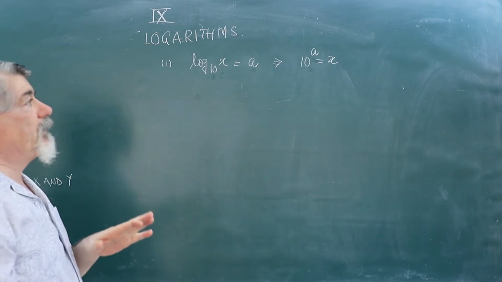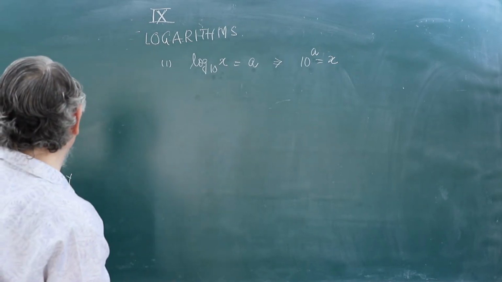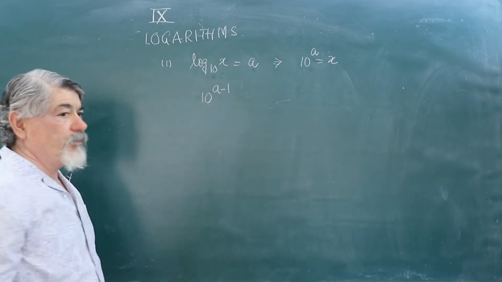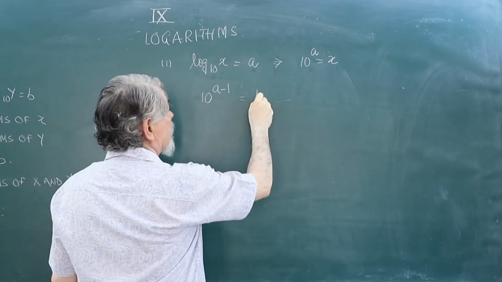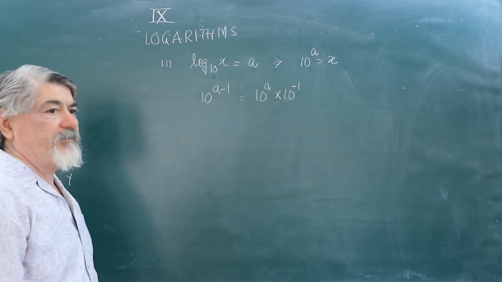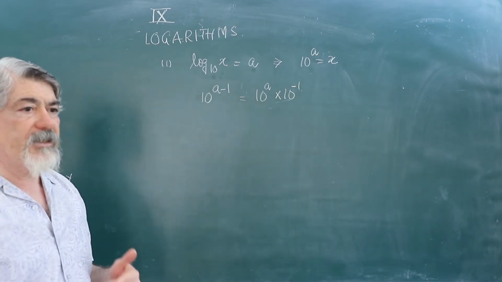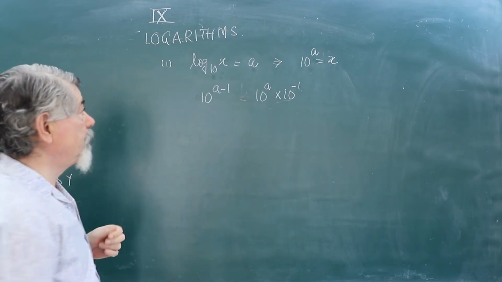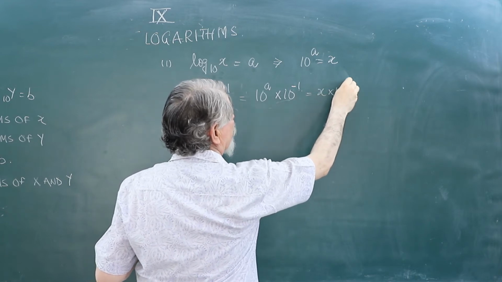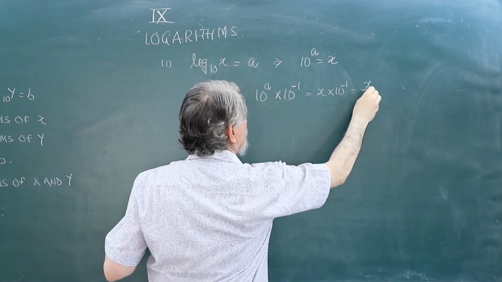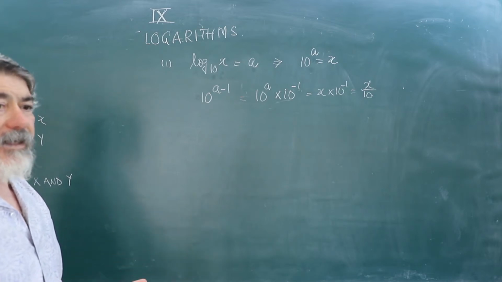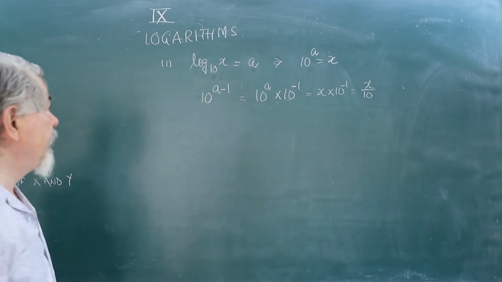Now we have got 10 to the power a is equal to x. He wants to express 10 to the power a minus 1 in terms of x. 10 to the power a minus 1 can be written as 10 to the power a into 10 to the power minus 1. If bases are same, powers get added. So it is x into 10 to the power minus 1, or x upon 10. So we have expressed 10 to the power a minus 1 in terms of x.